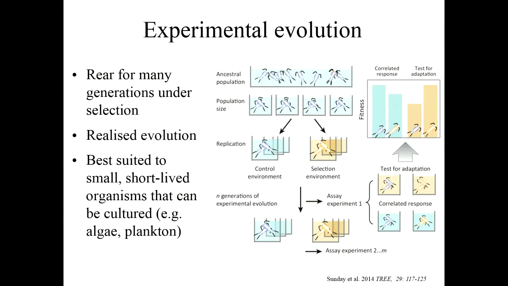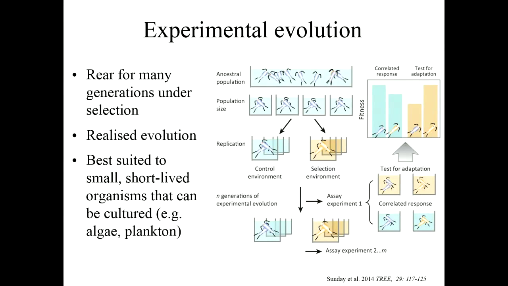And just to give you an idea of how this runs, you have a population, you split them up into replicates, then you run them through time, either in control or under, let's say, high CO2 or high temperature, a selection environment, for lots of generations, and then you test them under all of the combinations, and you look to see whether there's any evidence that they've adapted.